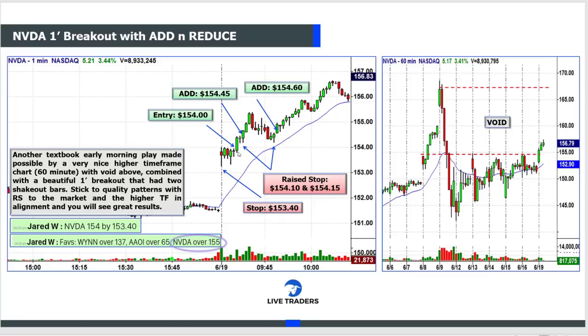What do we get? We got a little 1-minute breakout. That's it, right at 154, a little 1-minute breakout. 154, stop. Low of the day because it's so early in the day. It moves up, pulls back. You got a little 3-bar play right here even. Wide bar, narrow bar, rip. See the add? So you get the original entry at 154. Then you get the add at 154.45. You raise your stop. Pulls back. Add again. Okay? I called this 154 by 153.40. All right? And it was on the favorites list that day. All right? Over 155. I wanted to be extra cautious, but the pattern was just so good at 154. We took it.